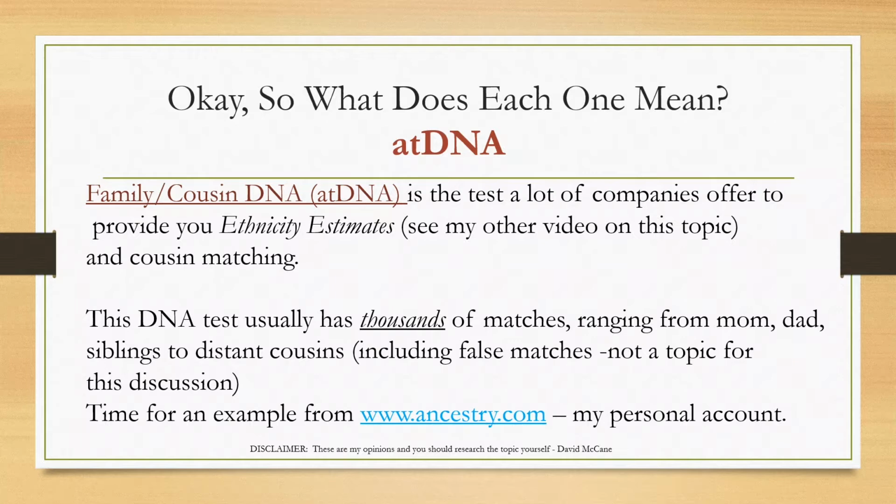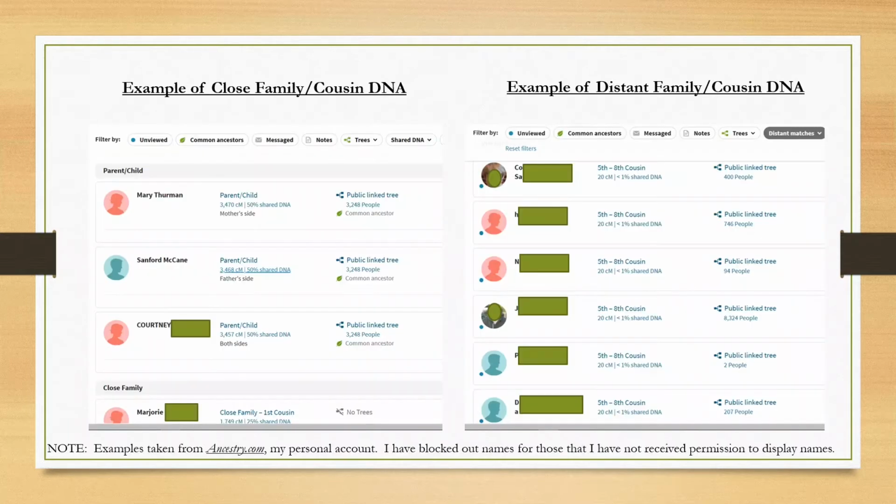Now let's take a look at an example of this from Ancestry, and this is my personal account, personal information. Example of close family cousin DNA. You have my mother and my father listed at the top of this, and you have another family member. Now, make a note here, these examples are from Ancestry.com, my personal account. I have blocked out names for those that I have not received permission to display names.